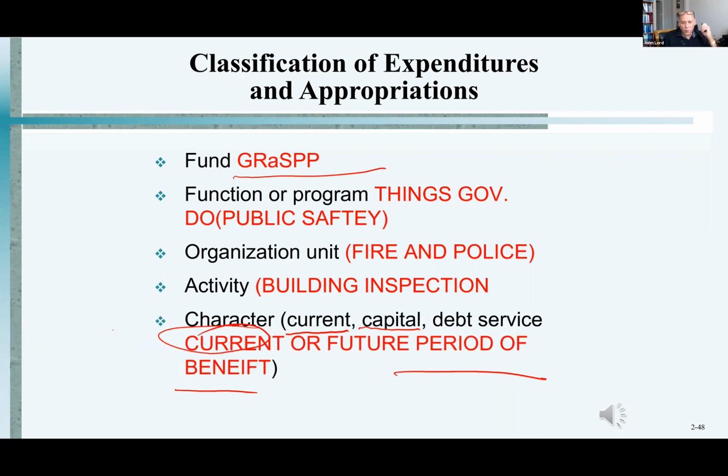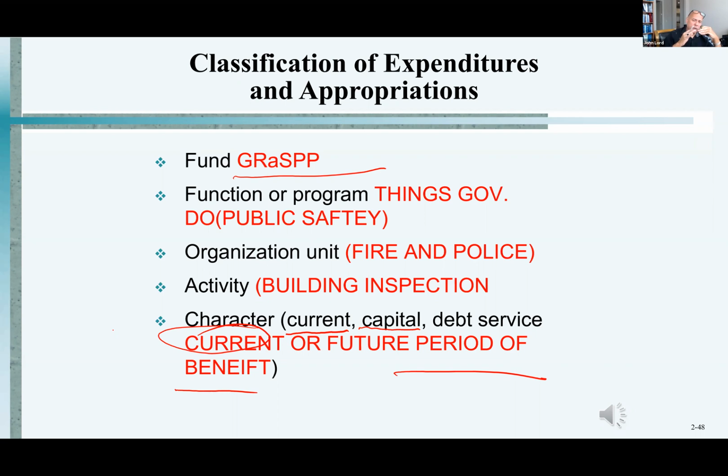Okay. Then what? Character tells us the period of benefit. If it says current, what period do you think it'll benefit? The current period, right? If it says capital outlay, then it's probably going to benefit a little bit the current period, but hey, we can use that snow plow, right? We bought some machinery, maybe we can use that for the next 10 years or something. Debt service.